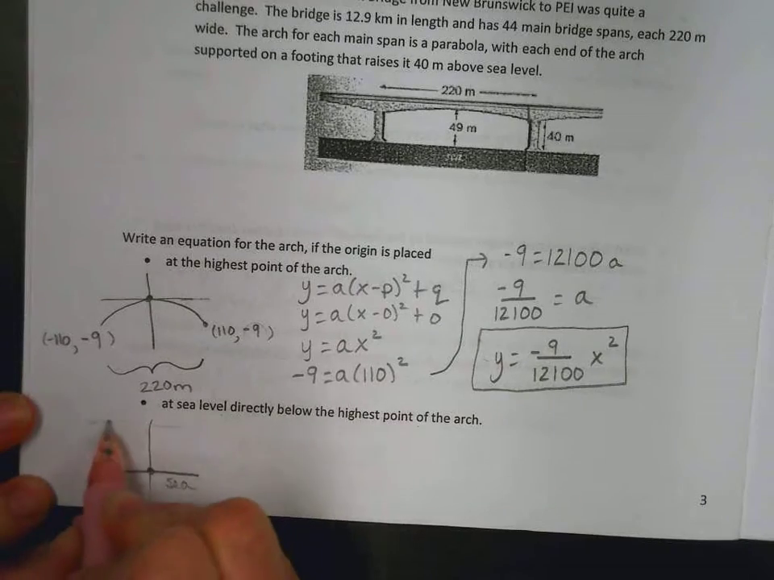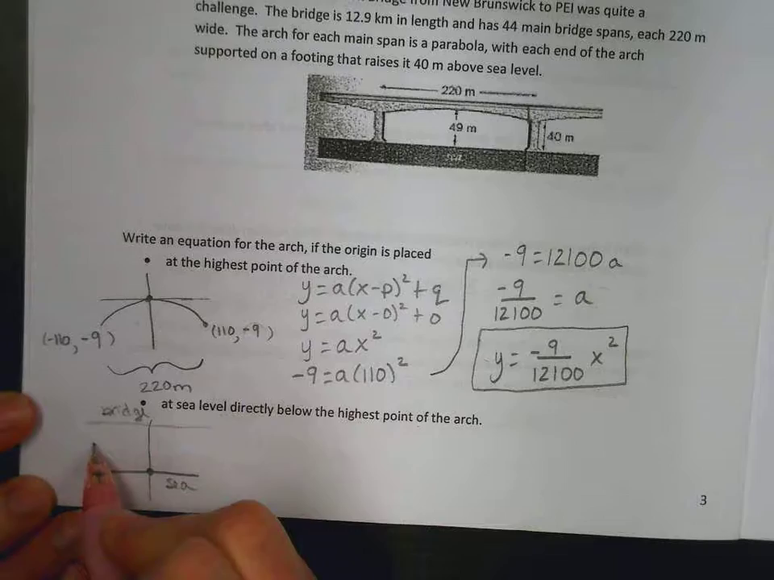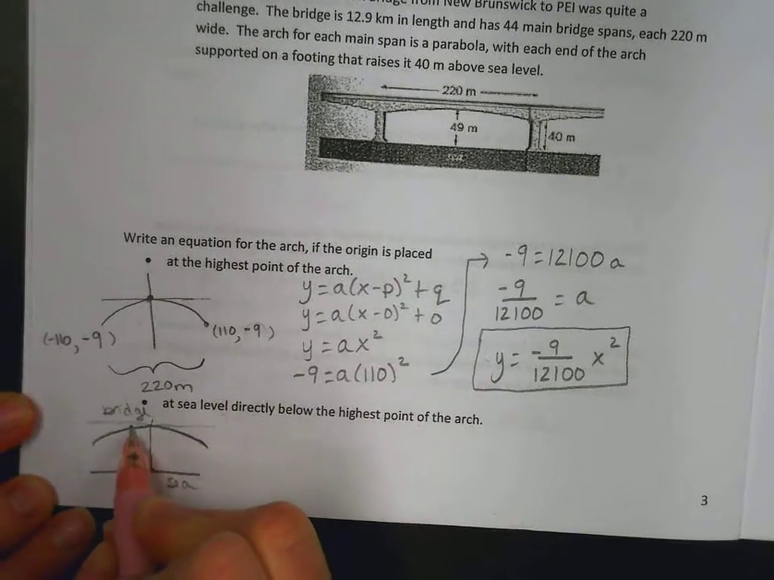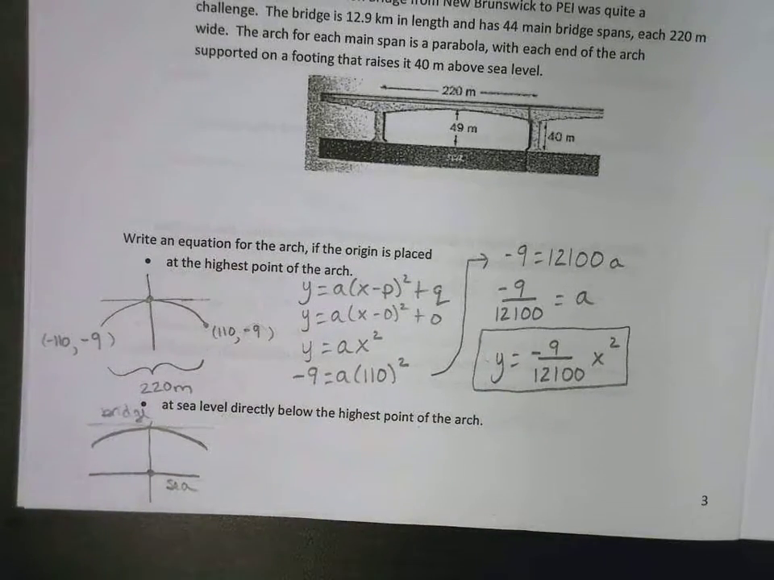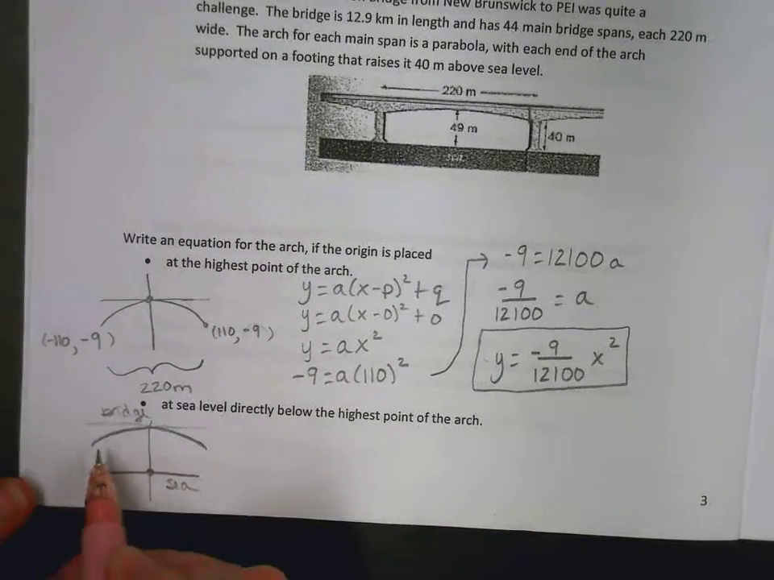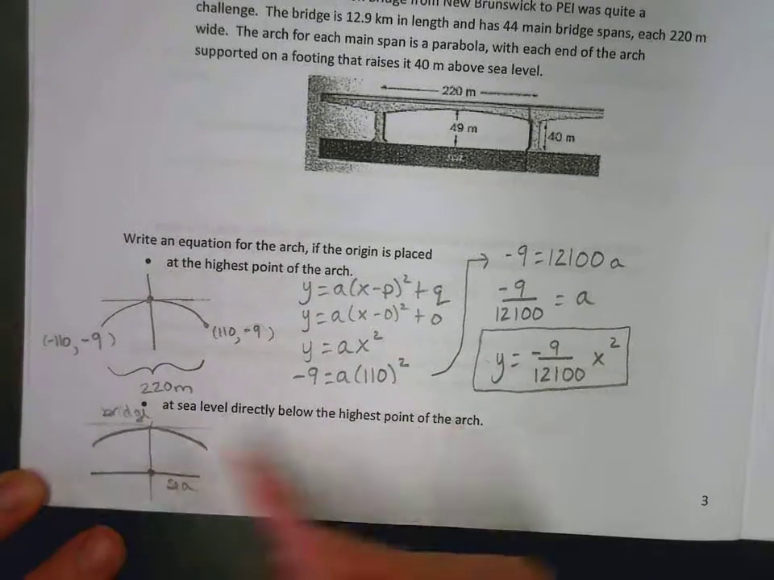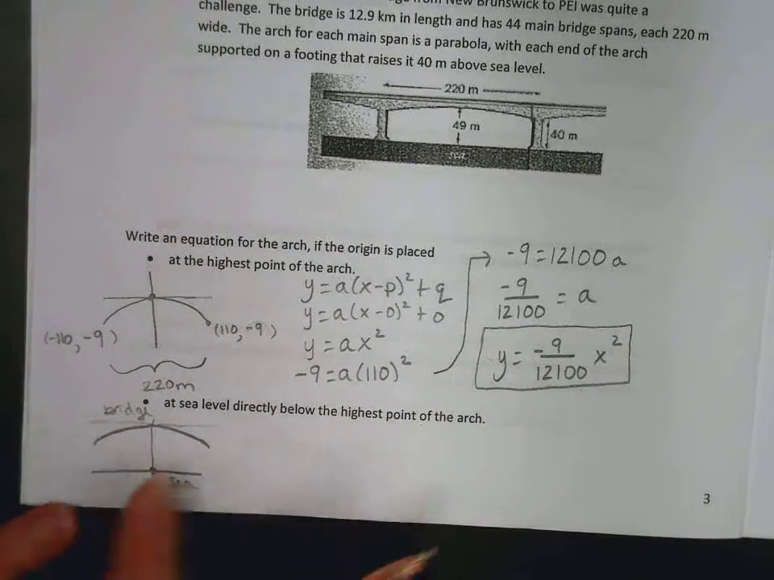So it's a little bit different, but is the shape going to be any different? No, the shape is going to be the same, so we should end up with the exact same a value regardless of where this is positioned. So now let's think about each of these points again. The span is the same, so this is still going to be 110 as my x. But what is my y value going to be?